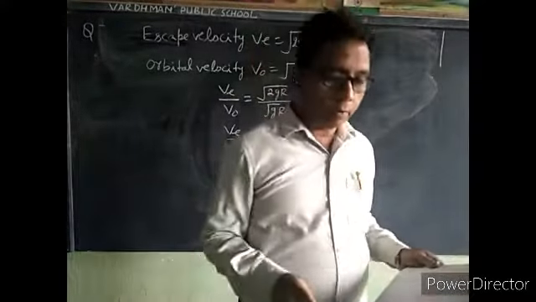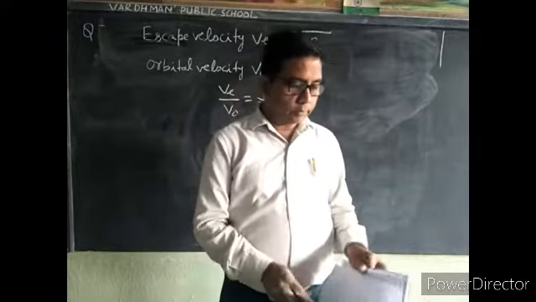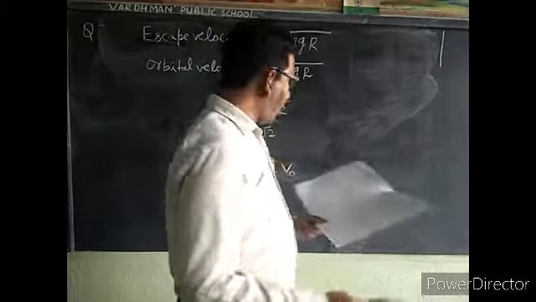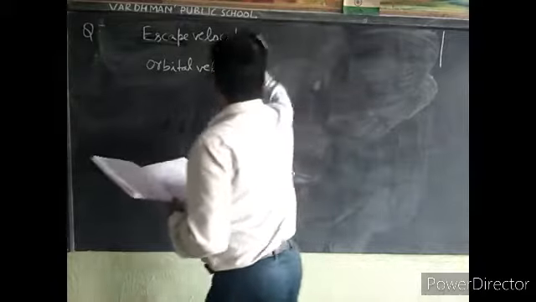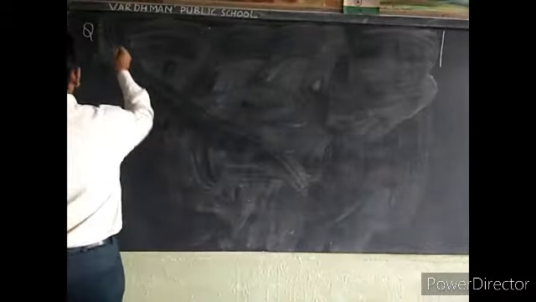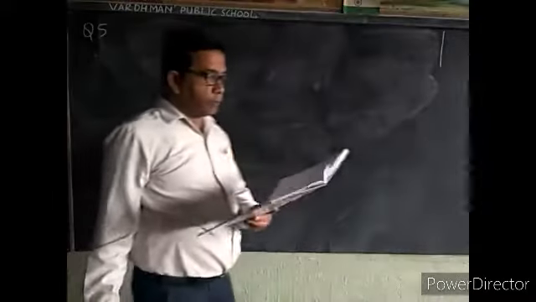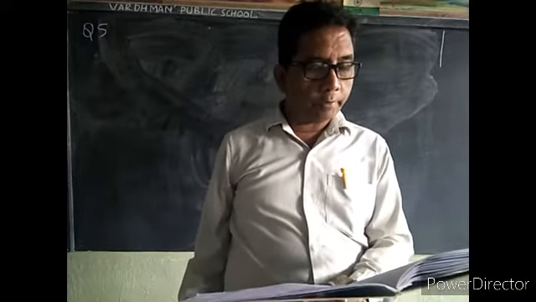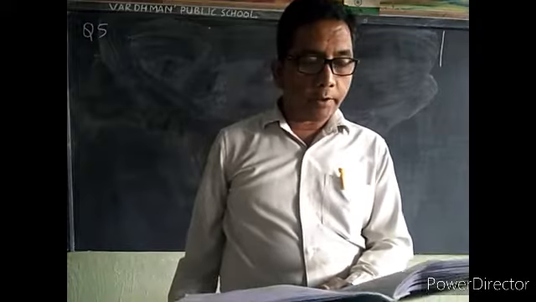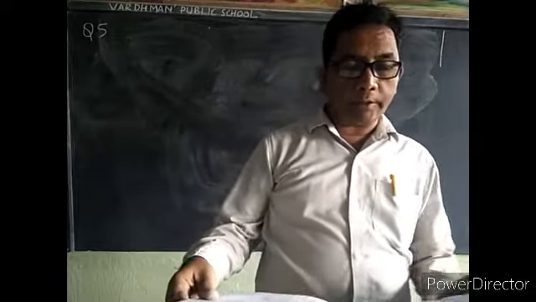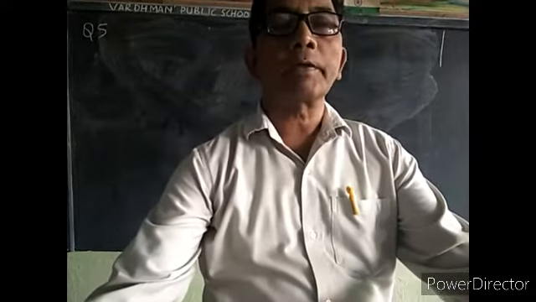Now next question, that is question number 5. Find the value of acceleration due to gravity on the surface of moon. Its radius is 1/4 of the earth and mass is 1/96 the mass of the earth. Find the value of acceleration due to gravity on the surface of moon.